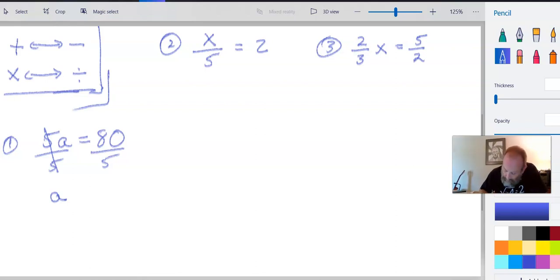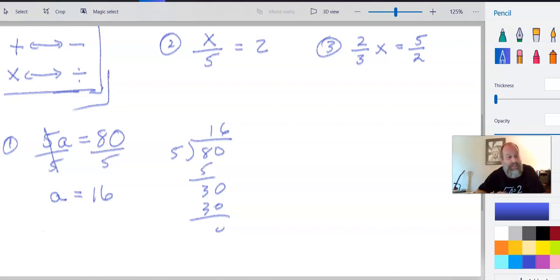And now I just need to see how many times 5 goes into 80. So let's see here. I'll just do the division down here. 5 into 80. I'll just put it here. 5 goes into 8 once. That leaves me 3. So 5 goes into 30 6 times. And so I get 16. So a is equal to 16. And I'm going to skip the check on this, but you can check it by doing 5 times 16 and seeing that you get 80 out of it.